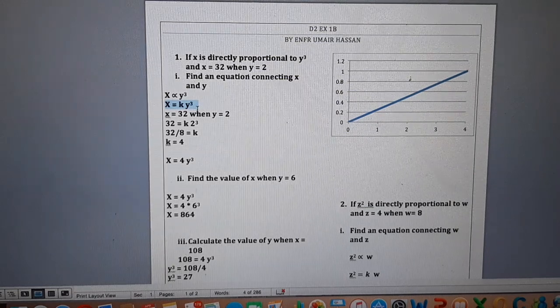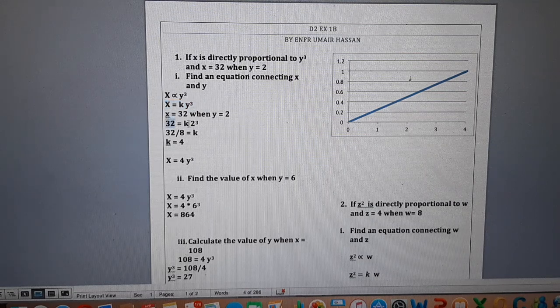Now, in these questions you need to find the value of k first of all, and for that you have been given the value of x equal to 32 and y equal to 2. These two values are given so that you can find the value of k. So, using x equal to 32 and y equal to 2 in the equation x is equal to k y cube, you can find the value of k.